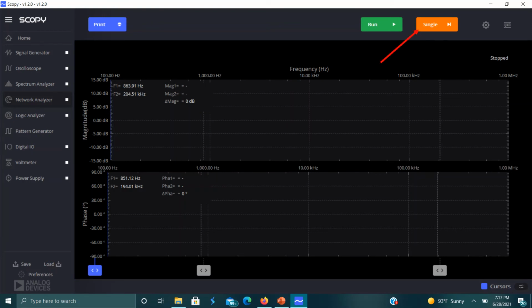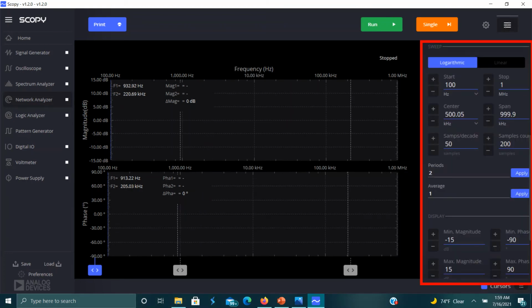It is also important to note the significance of the single button. Although the run function can also be used, the single button allows for a single sweep to be recorded rather than a continuous run of the network analyzer. This single function is also available on the oscilloscope, logic analyzer, spectrum analyzer, and pattern generator of the M2K. Before or after a single sweep has been performed, you can select the three stacked lines symbol at the top right-hand corner to make adjustments to the graphical display. It is possible to change the scale, dimensions, and other characteristics using controls on the right-hand side of the screen.